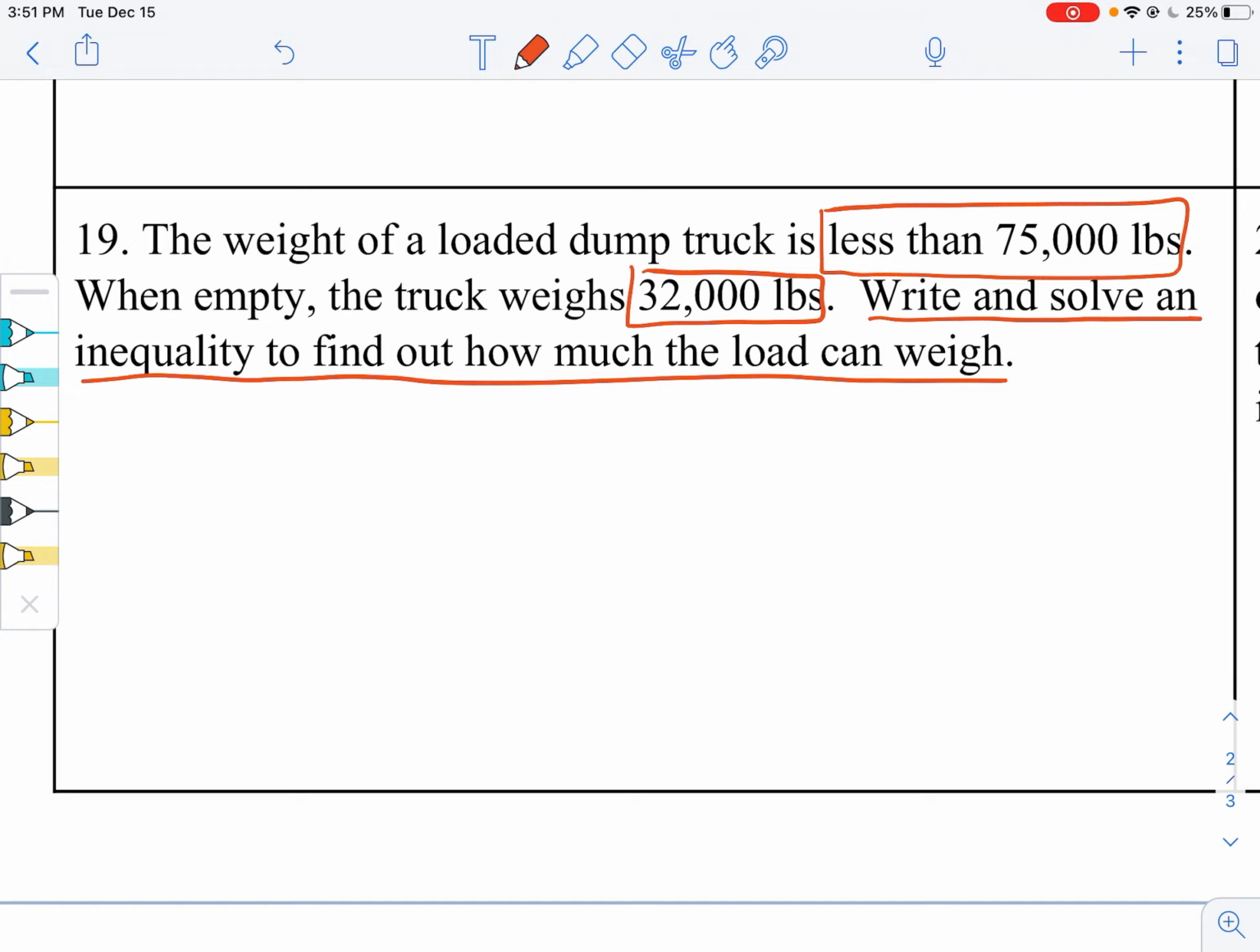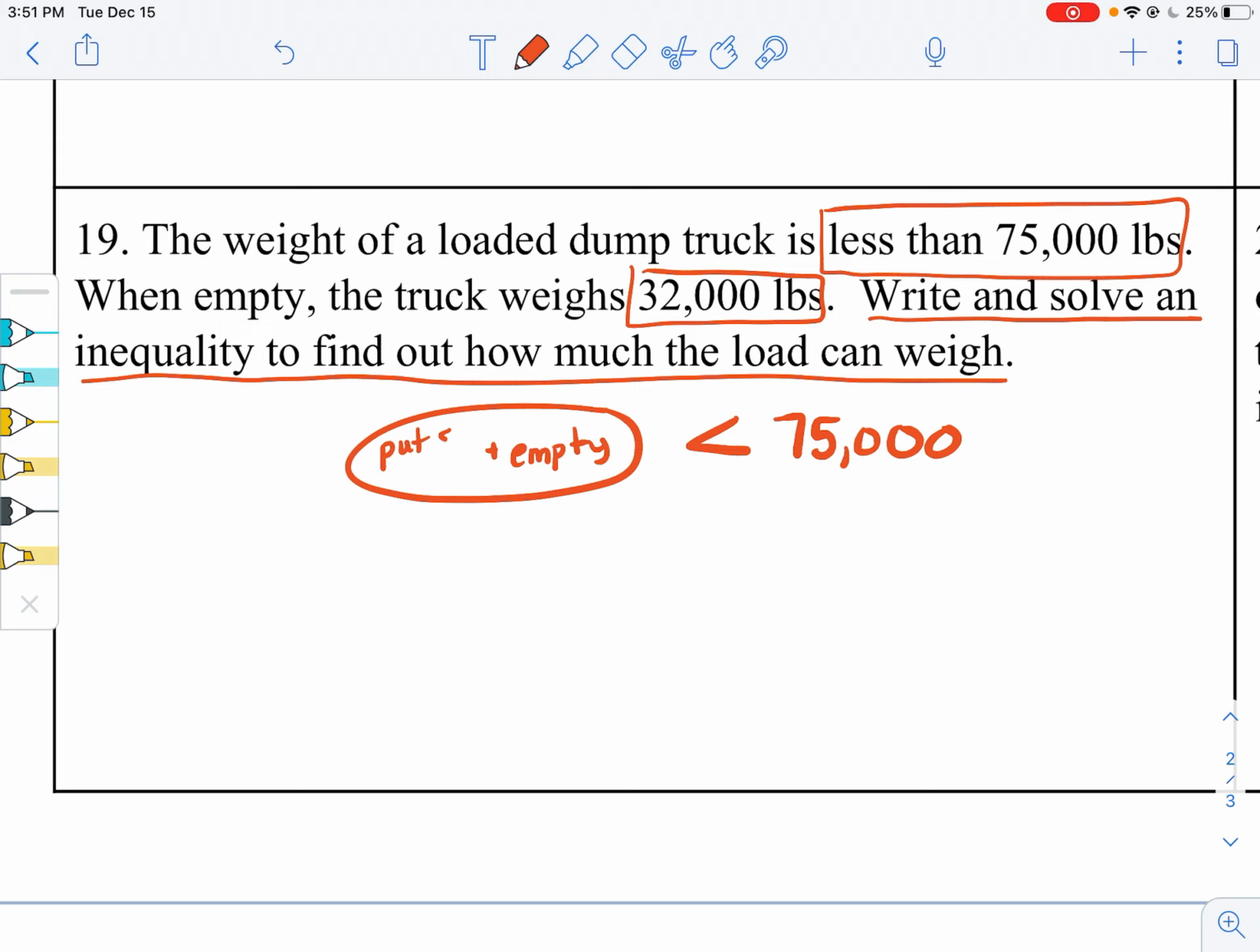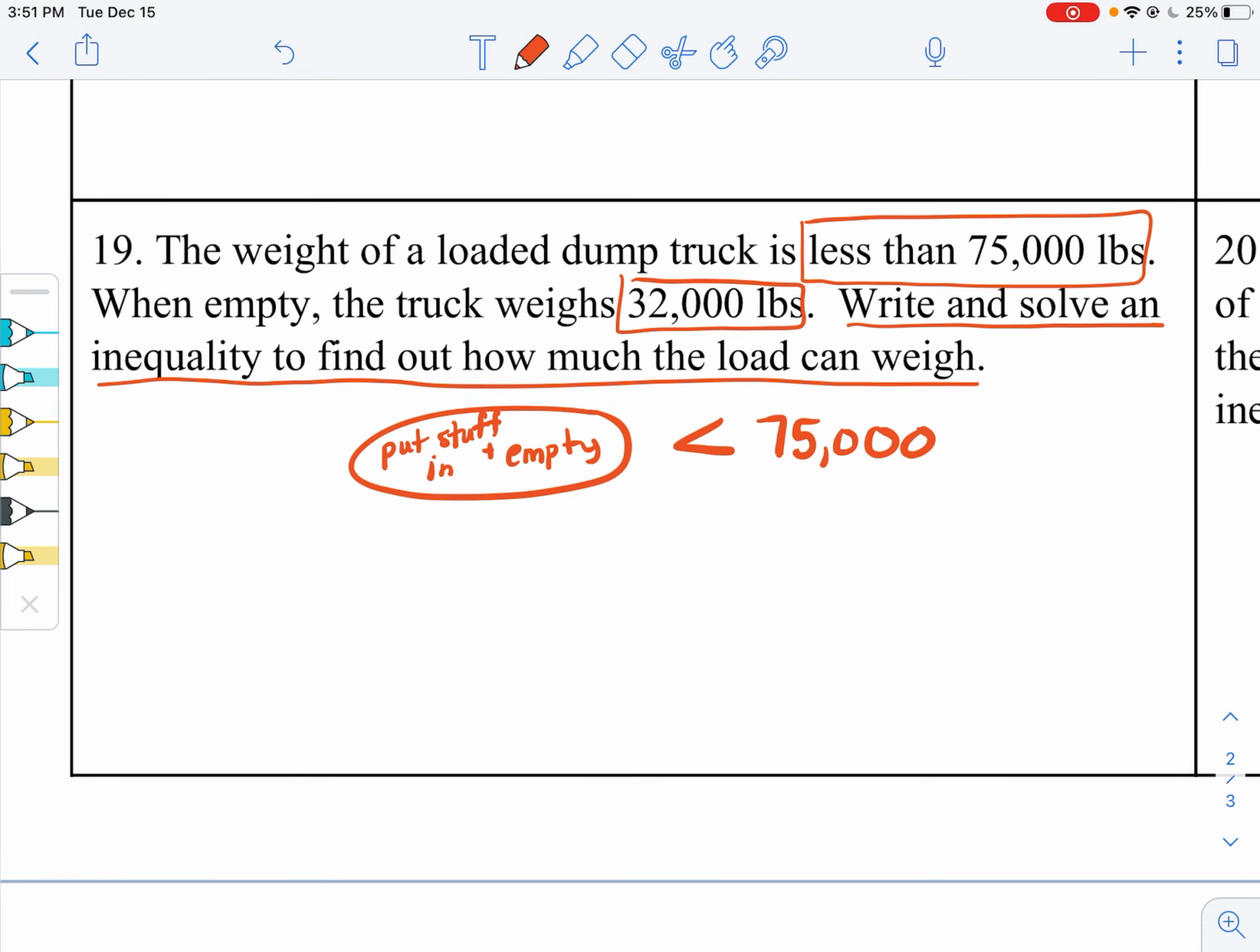So we have the empty truck, so 32,000. Our truck altogether, with stuff, without stuff, empty, it has to be, no matter what, less than 75,000 pounds. Strictly less than, okay? So if we want to map it out, our empty truck plus if we put stuff in it has to be less than 75,000 pounds. All right. We're writing an inequality to find out how much the load can weigh. How much stuff can we put in it?